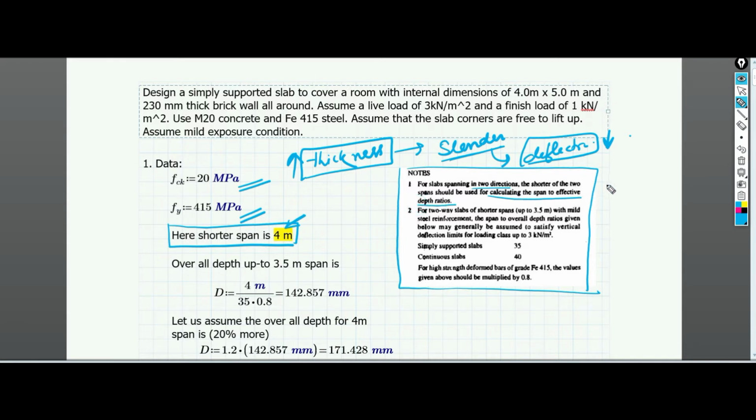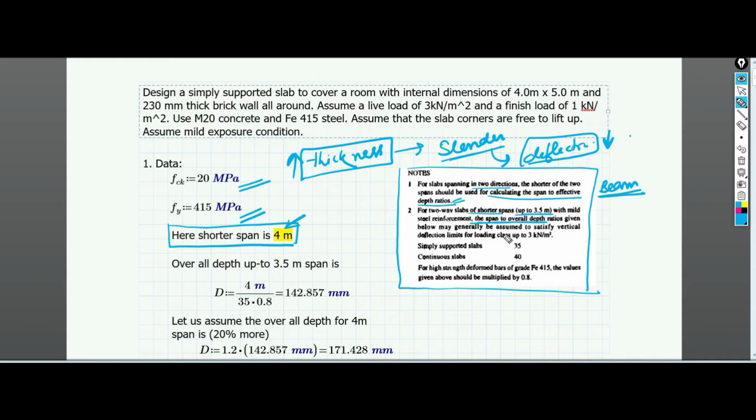This is same as beam we have done in the beam design. Same thing. Here is span to depth ratio, effective depth ratio. So for two-way slab of shorter span up to 3.5 meters with mild steel reinforcement, the span to overall depth ratio given below. See here, span to overall depth ratio.